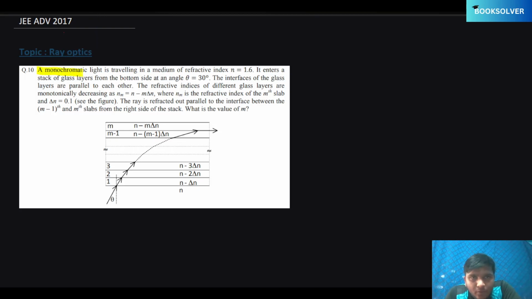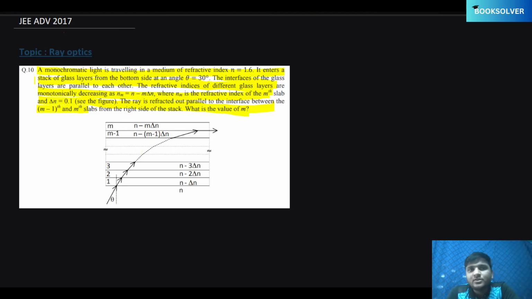We are given a monochromatic light which is traveling in a medium of refractive index eta equal to 1.6. It enters a stack of glass layers, and refraction is happening all the time here. The incident angle is given as 30 degrees. The interfaces of the glass layers are parallel to each other. There are actually m slabs, or m different layers of different refractive index, here. So we have to tell what is the value of m. How many slabs are there, because the index is changing by some delta n each layer?